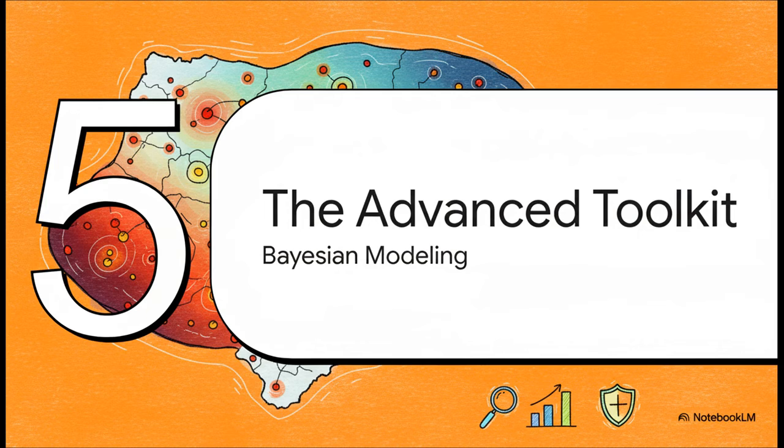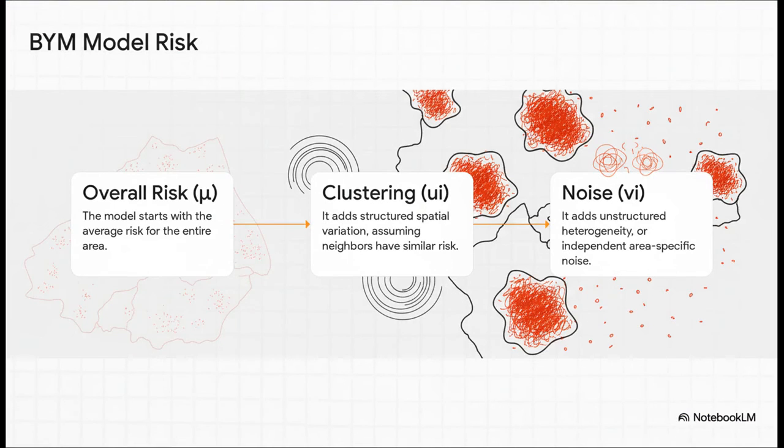It's the framework that ties all of these ideas, clustering, borrowing strength, separating signal from noise, all into one powerful model. Let's pop the hood on the most famous of these, the Besag-York-Mollié, or BYM model. Here's how it thinks about risk. It starts with the overall average risk for the whole map, simple enough. Then it adds what we can call the neighborly effect. This is the clustering part, the influence of being near high or low risk areas. And finally, it adds a local effect, which is basically all the random leftover noise that's specific to that one area and can't be explained by its neighbors. It brilliantly teases apart the structured pattern from the random noise.